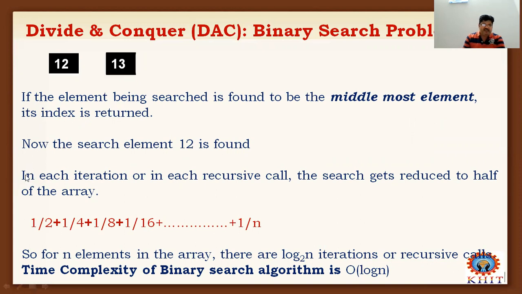So now the searchable element is to be found. But here, in each iteration or each recursive call, the search is reduced to half of the array. Why? Because in each and every iteration, the given array is split into two halves, left side and right side. If the element is not found, then break the array into two subparts. Again, if the element is not found, break it into two subparts. Continue the same process till the element is found.